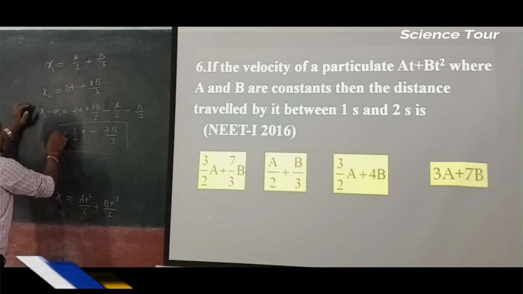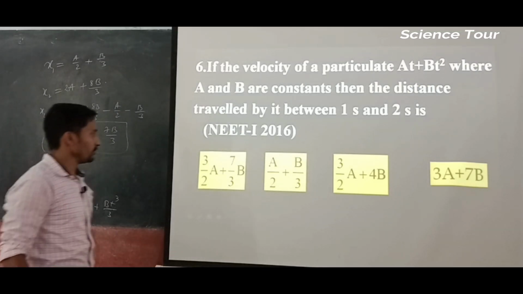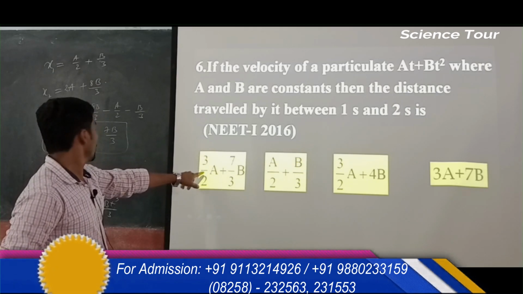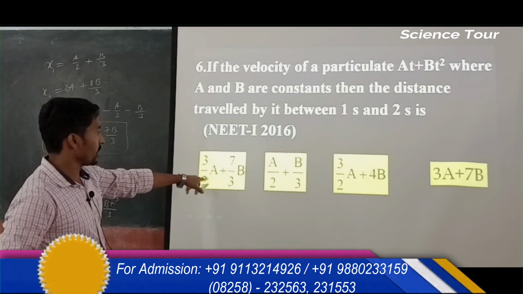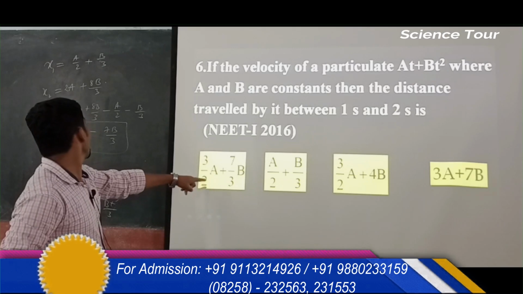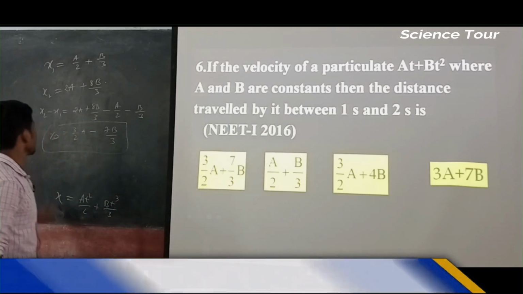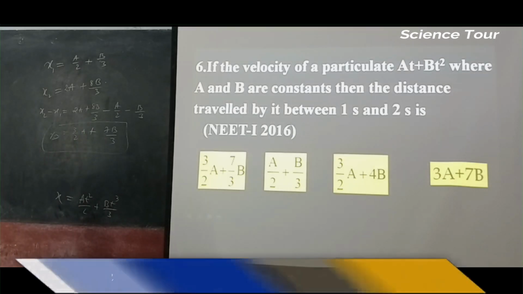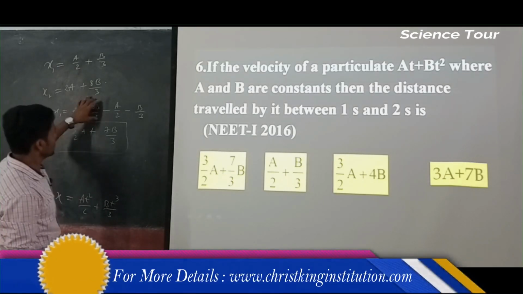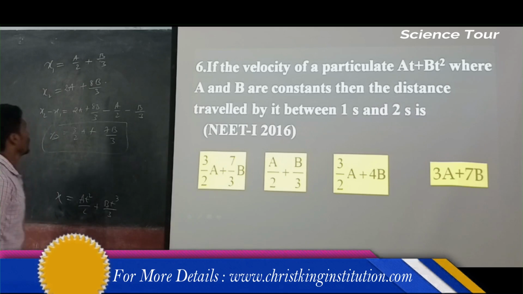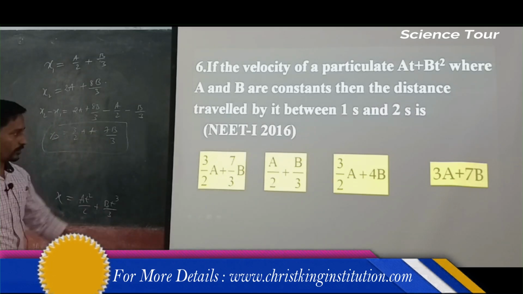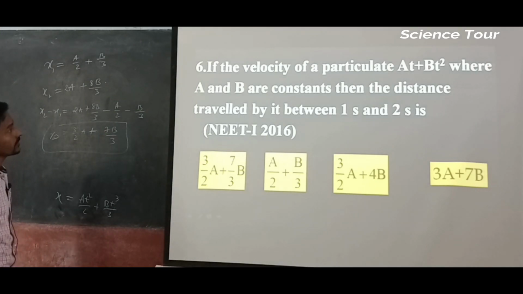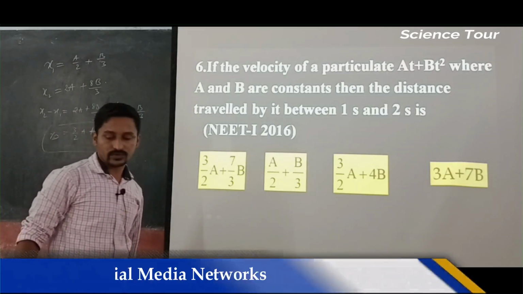This is delta x: 3/2 a plus 7b by 3, that is plus, not minus, because the maximum is less. So that you are going to get this answer. That is nothing but option A. This is about this question.